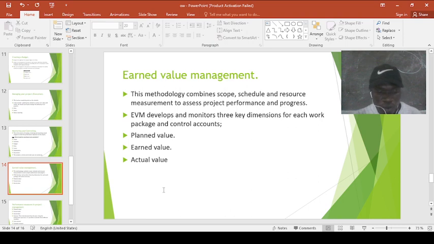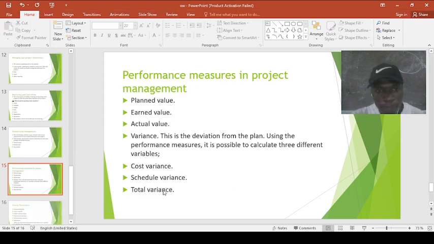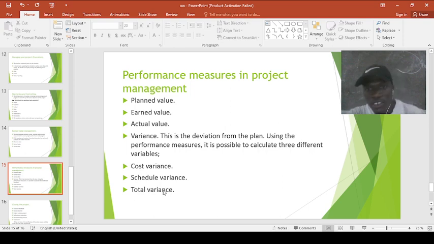Then the actual value is the cost of work performed. Then you have the performance measures in project management. These are the performance measures. In earned value management, you have the planned value, earned value, and actual value, and variance. The variance is the deviation from the plan. Using performance measures, it is possible to calculate 3 different variances.